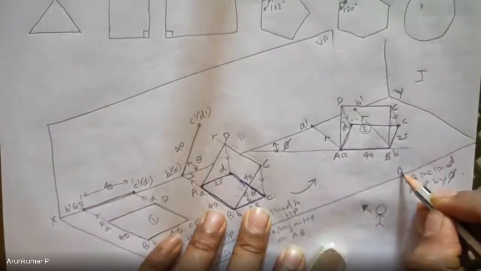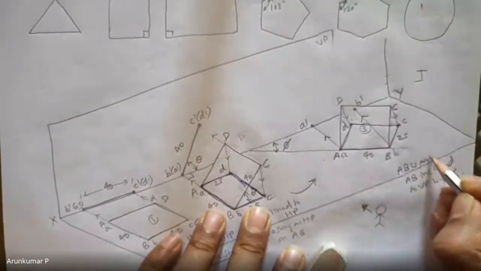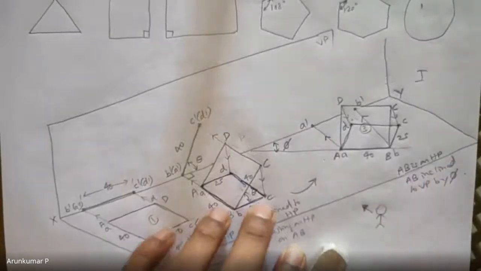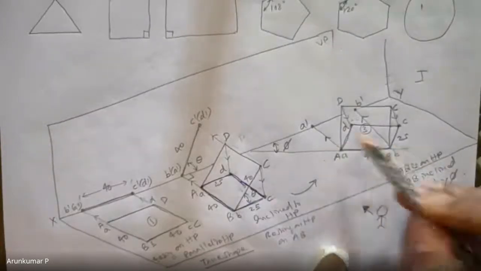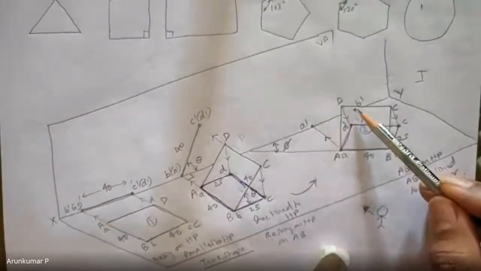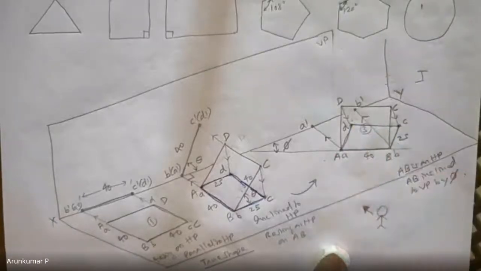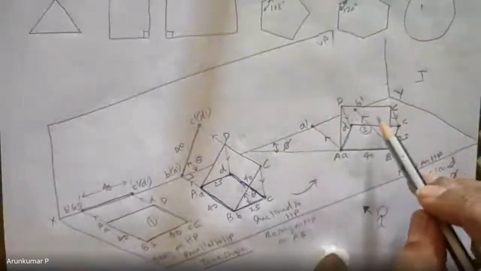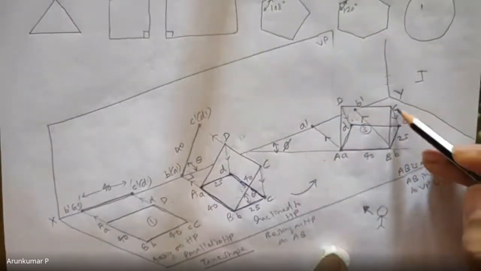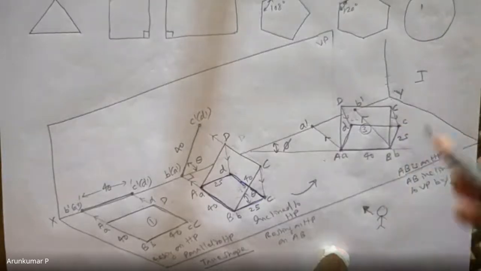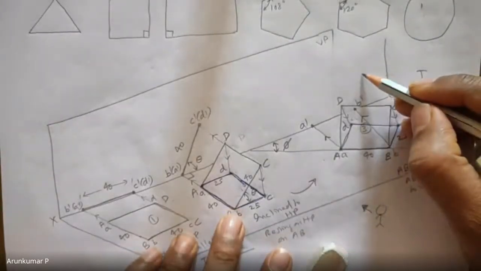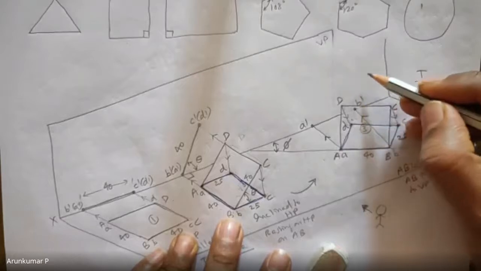Now please note here also AB is on HP. AB is on HP and AB is inclined to VP by angle phi. So when I project A and B, A dash and B dash, the front view of A and B will be on XY line. Now please observe what happens to C and D. C and D are not on XY line, they are above XY line and they are above HP. So please observe what happens. C, when I project C, I may get something like this.